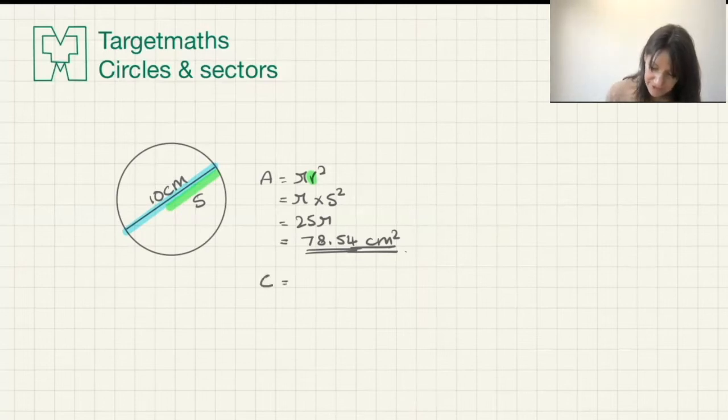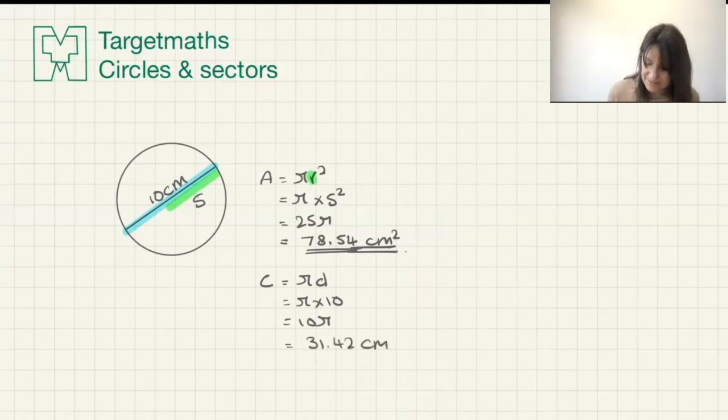Okay, so circumference is pi d. I've got the diameter, it's 10, so pi times 10, which is 10 pi in terms of pi, or 31.42 to 2 decimal places, and it's centimeters.